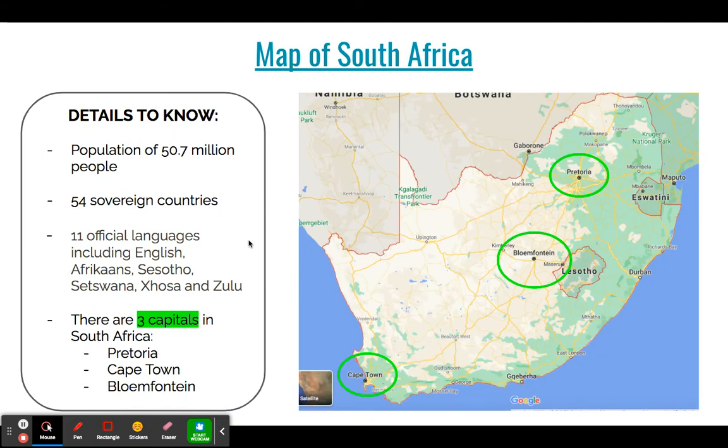I might be wrong, but I don't think the United States technically has an official language. If we did, it would probably be English, but most countries do have an official language, and South Africa has 11. There are 3 capitals in South Africa. You can see them circled here, and they were all deemed capitals for different reasons and different purposes.